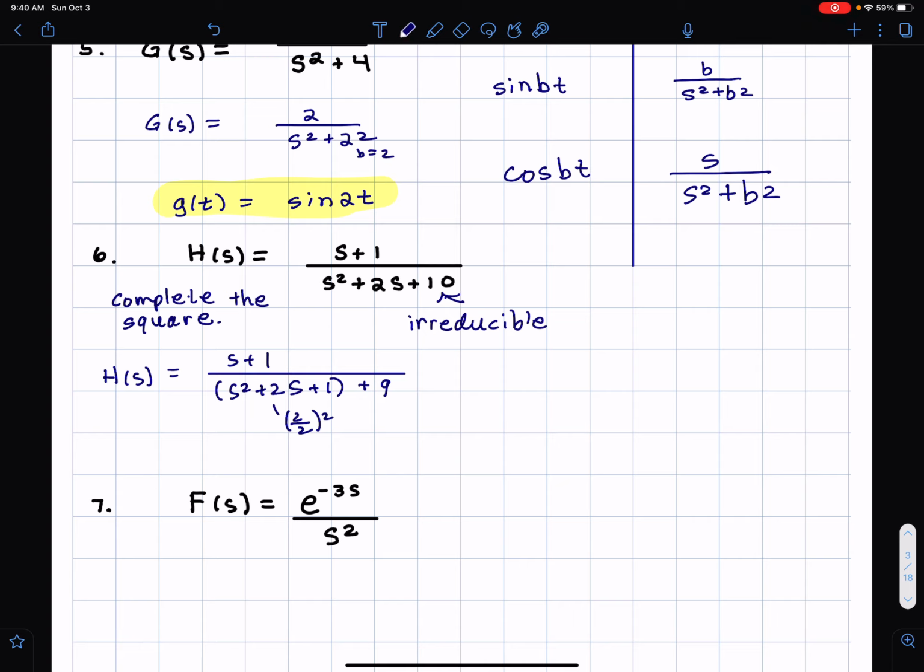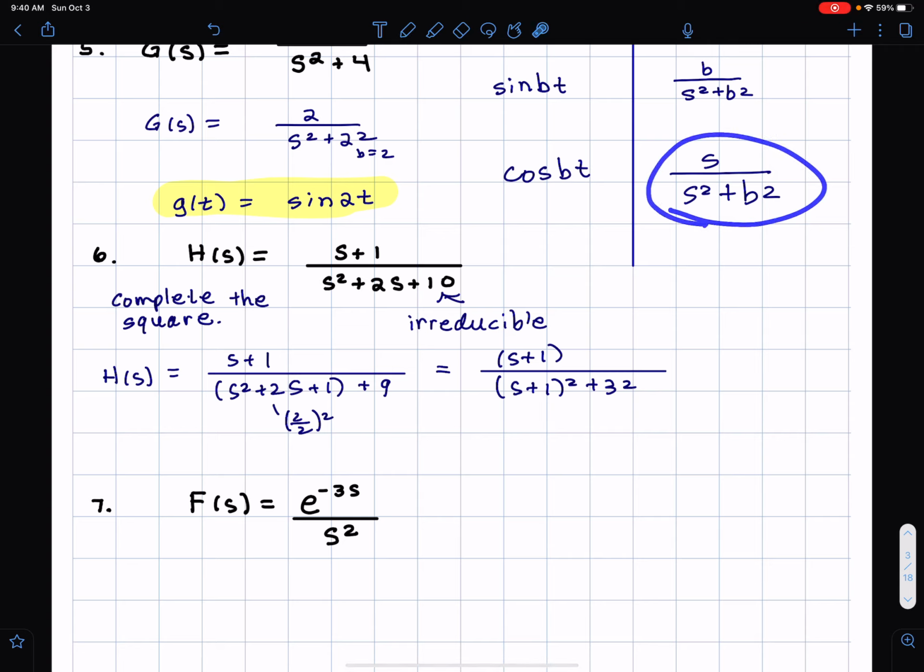So why would I do that? Because now I have s plus 1 in the numerator, and s plus 1 squared plus 3 squared in the denominator. All right, that looks a bit like this formula, except s has been replaced by s plus 1. But that corresponds to taking this formula, cosine bt, and multiplying by e to the at. So yet another formula that we can use.